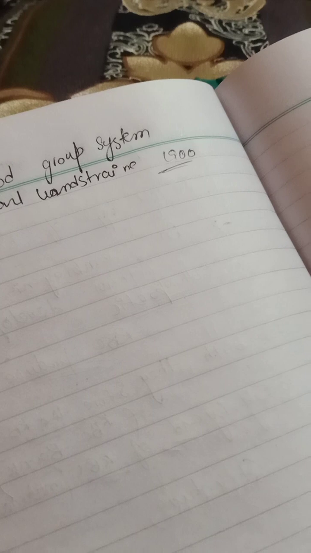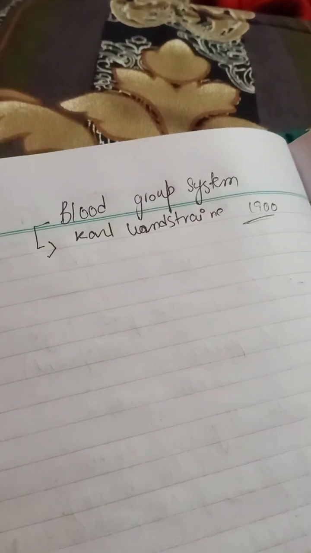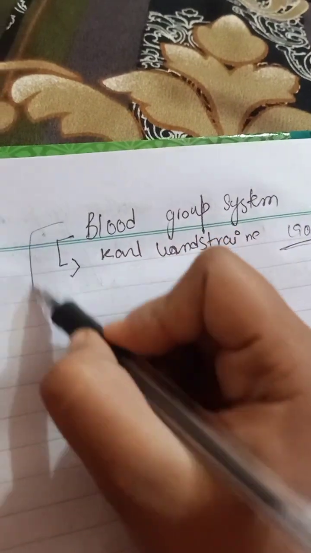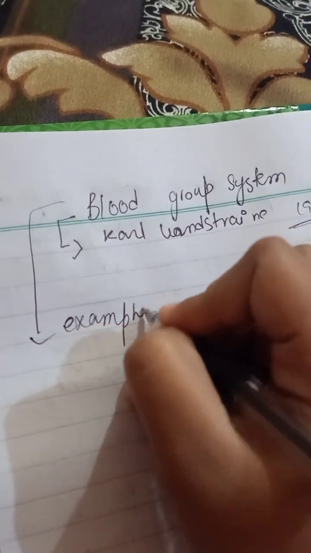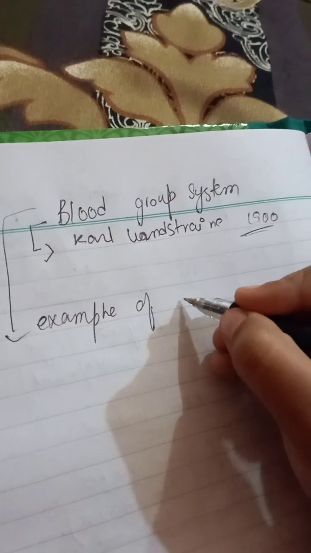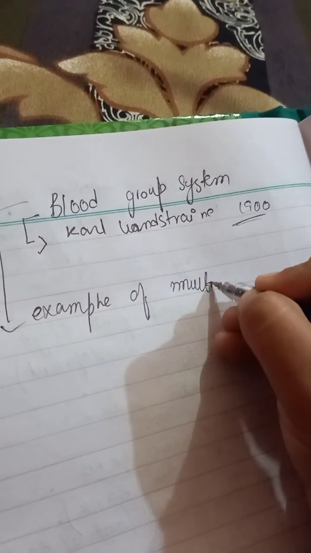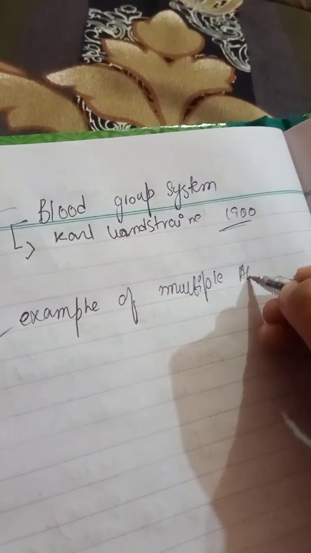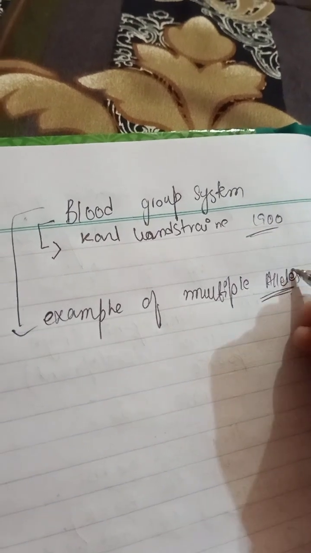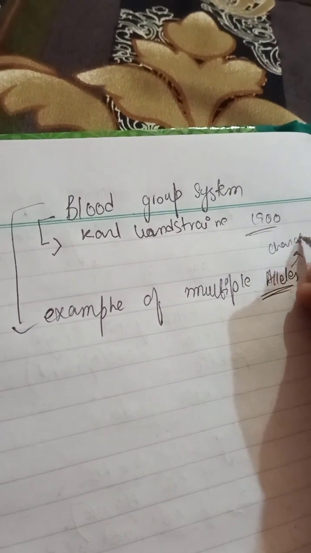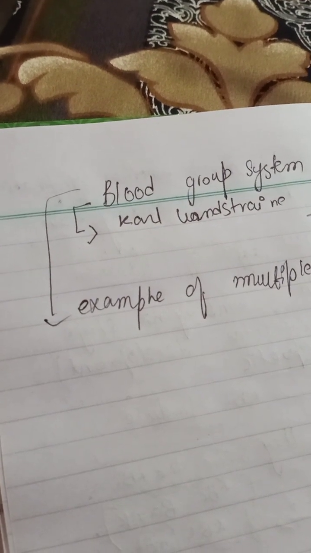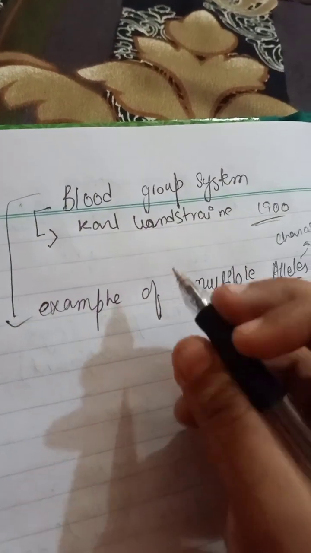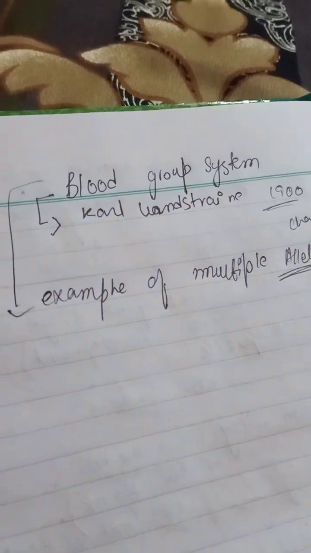Blood groups are basically a part of our body. The blood group is an example of multiple alleles. What does that mean? What are alleles? Alleles are basically characters. So the blood group has multiple characters, which means that their genes are in paired form.